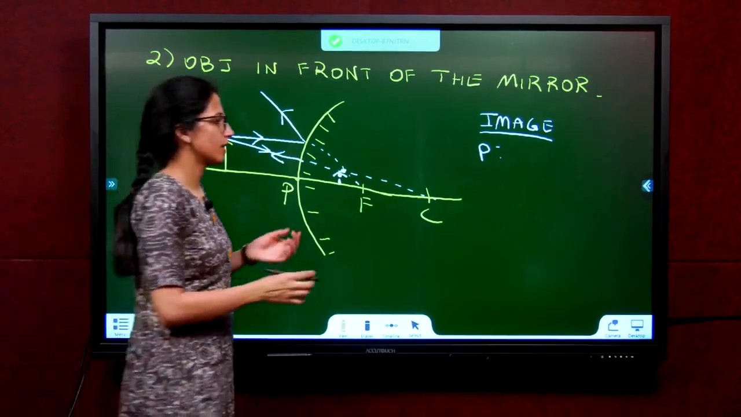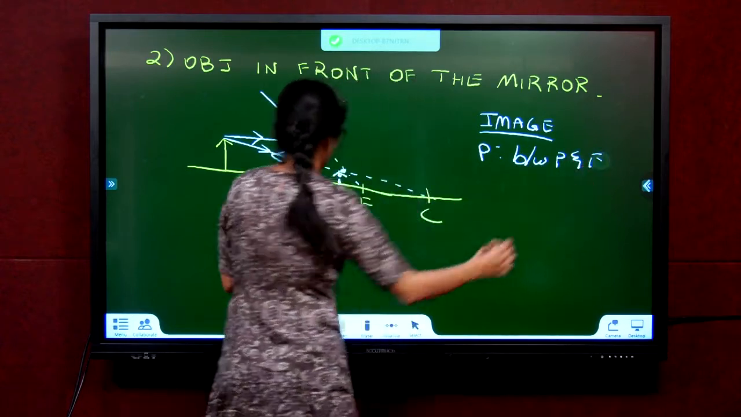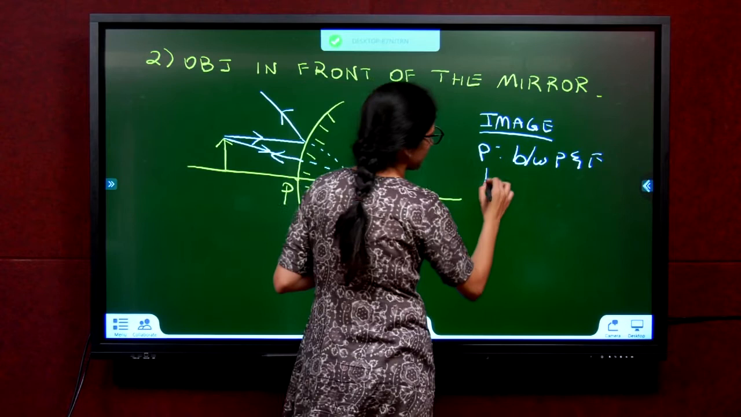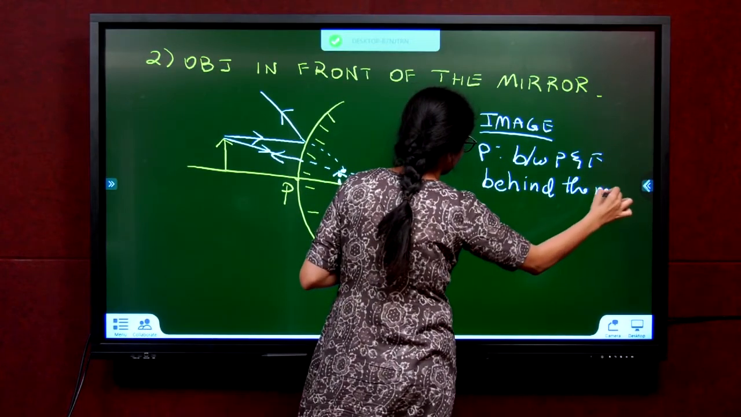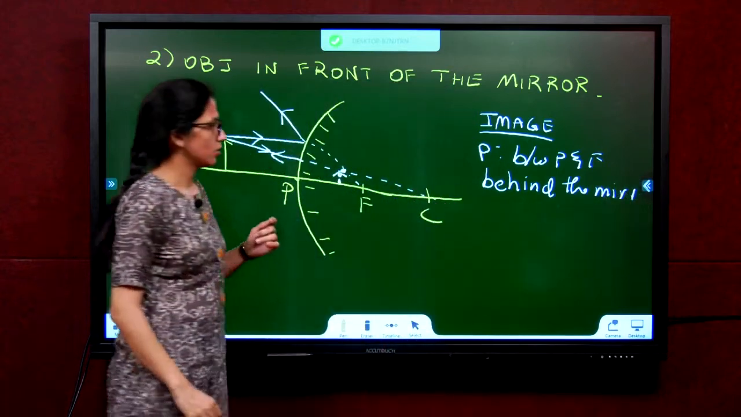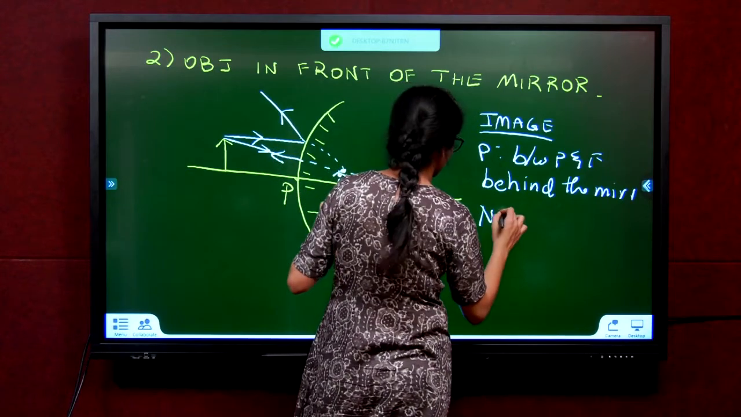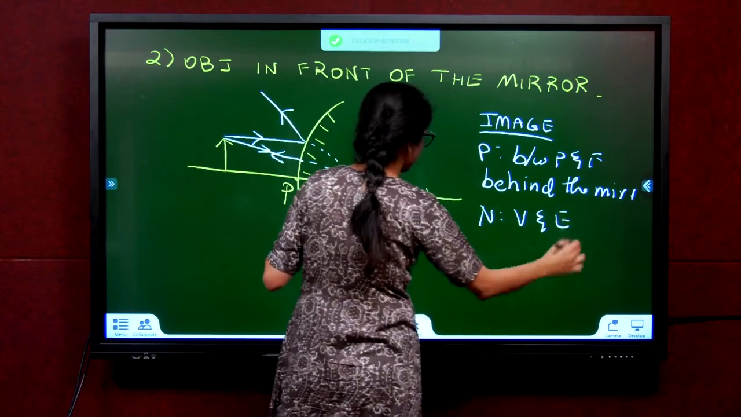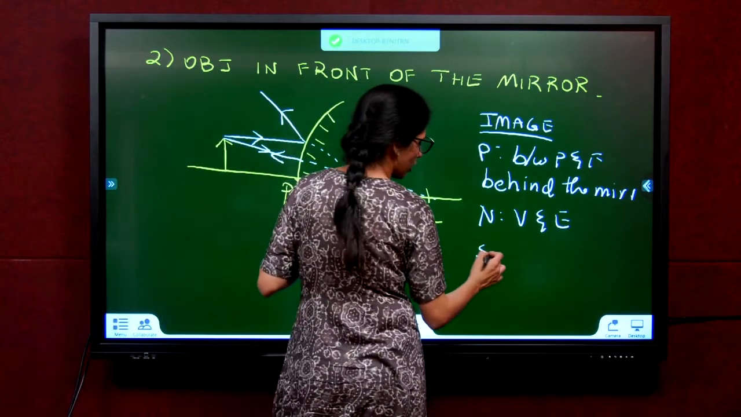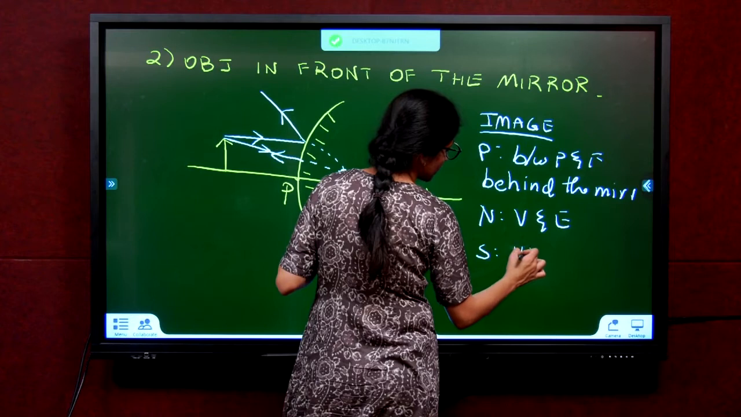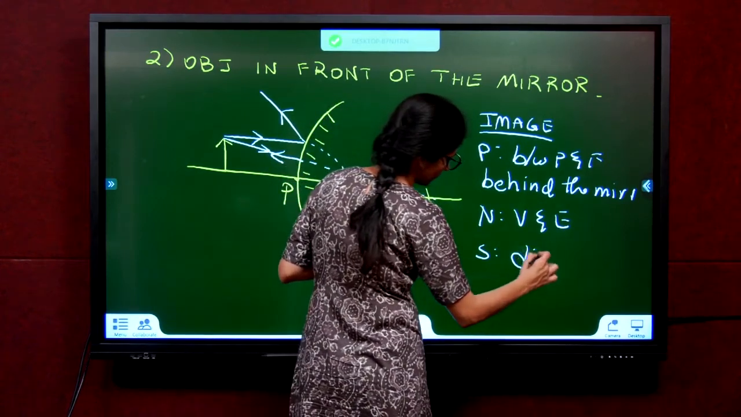Image position between P and F is between P and F, behind the mirror. Whenever you form behind the mirror, you should tell what's the nature. Is it really happening? No, it's virtual and erect. You can see it's not inverted. Virtual and erect. Size: big one became small, not very small, but it became small. So, just diminished. Write down, diminished.